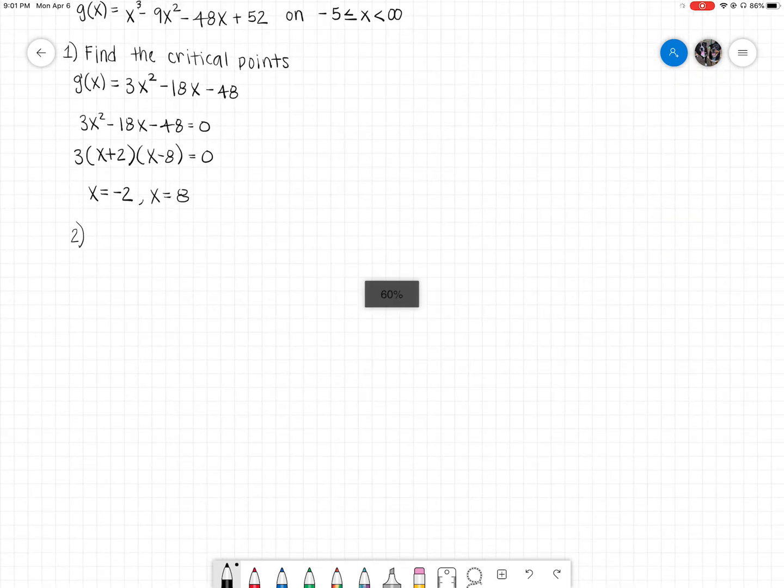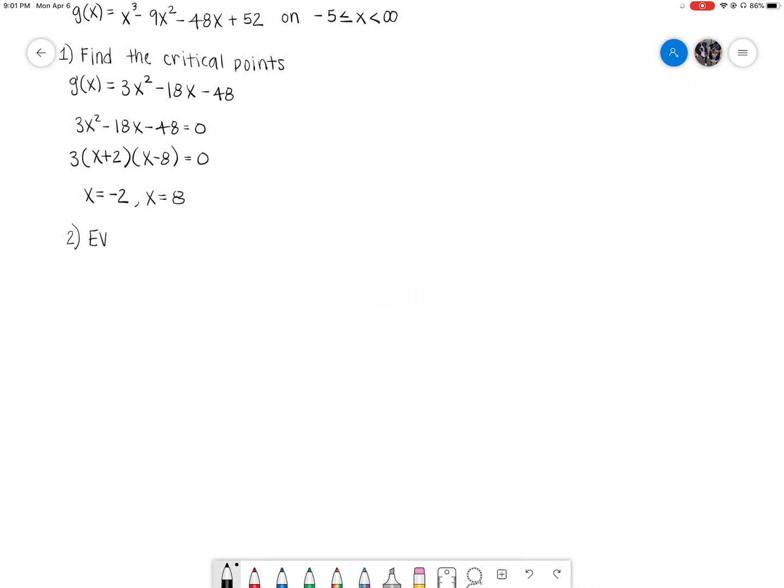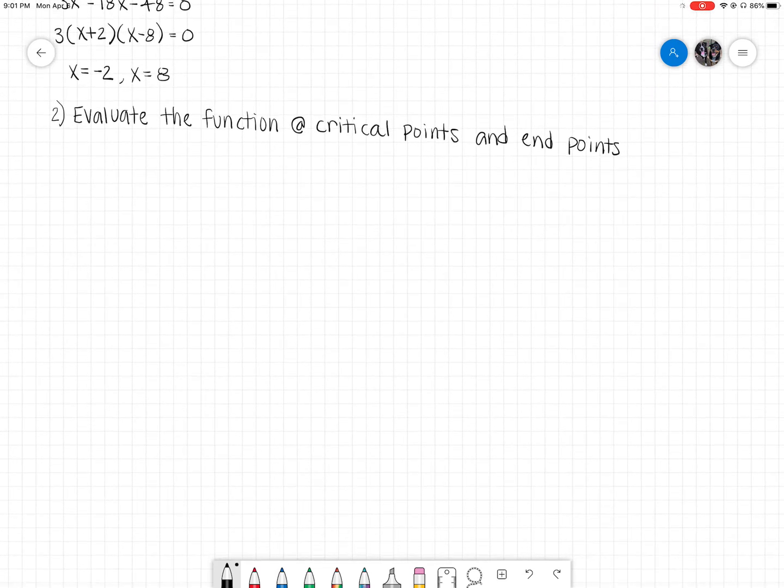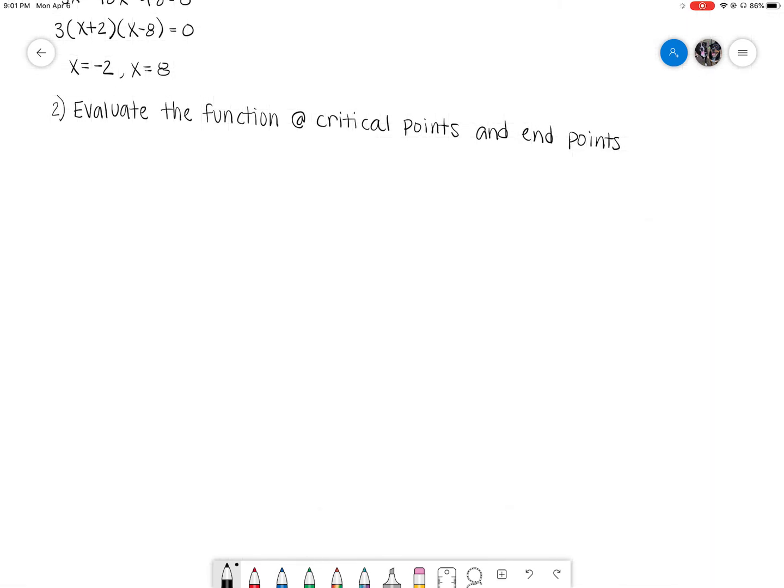Next, evaluate the function at the critical points and endpoints. First up, f of -5.